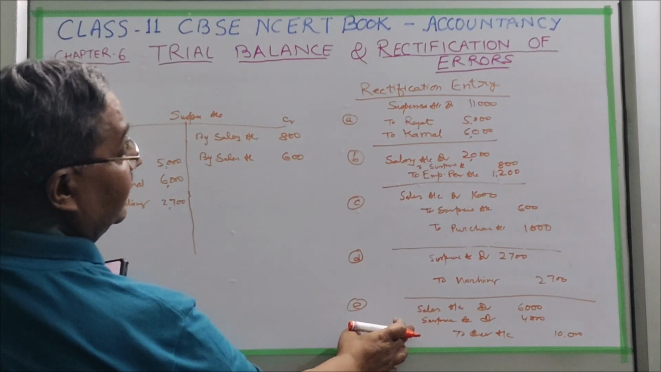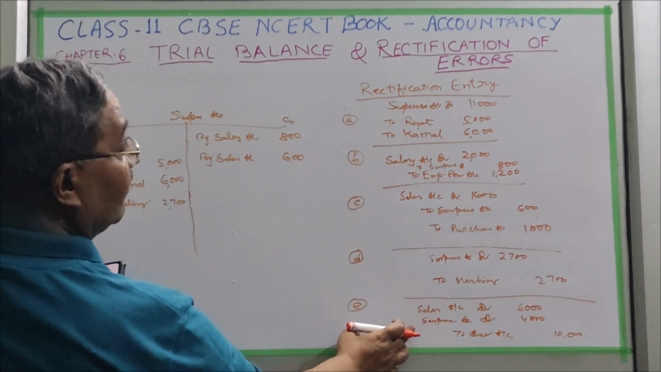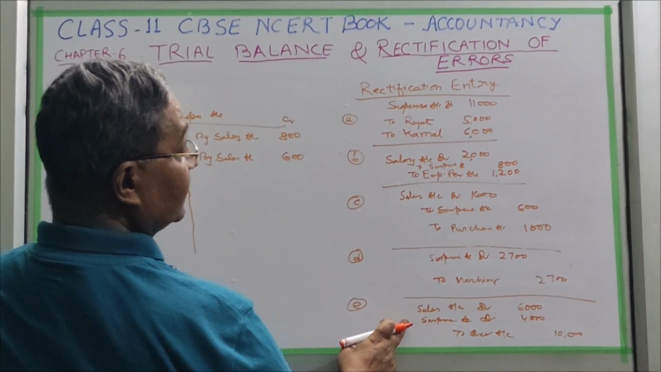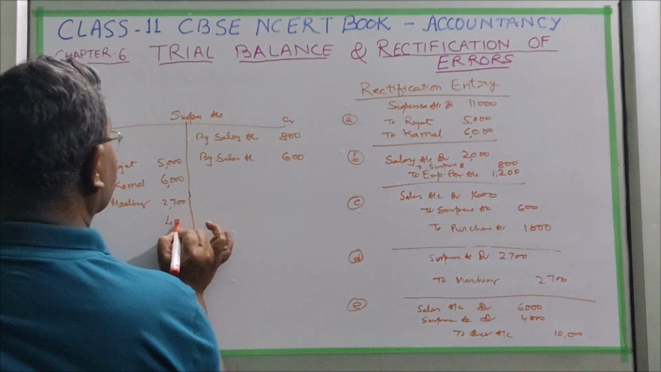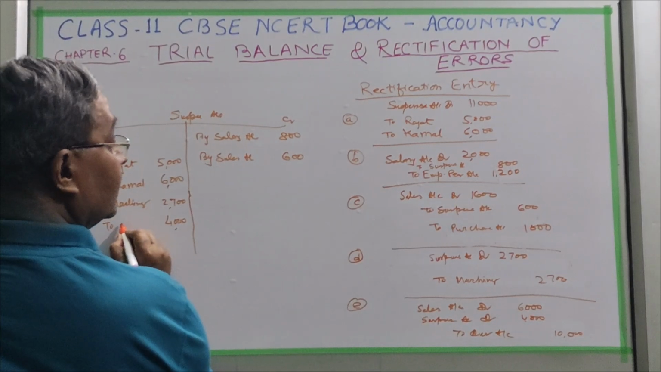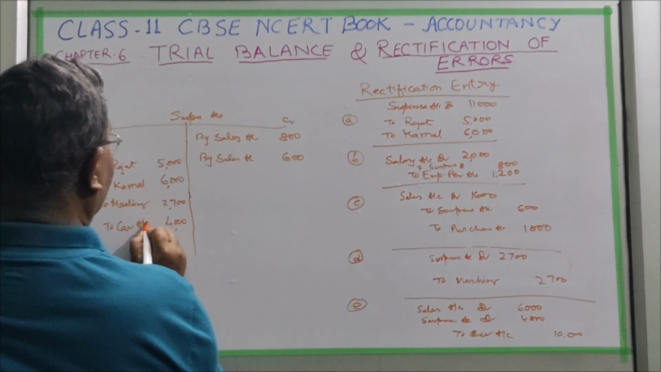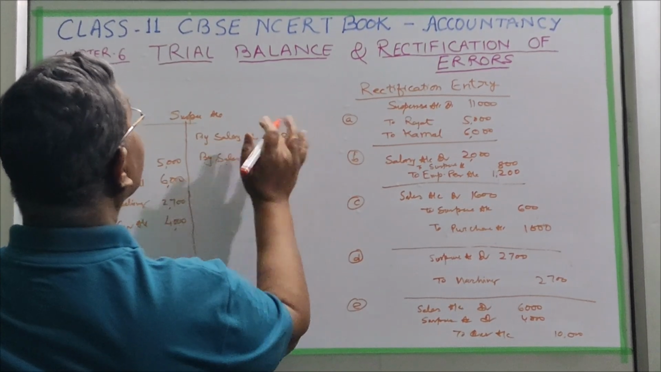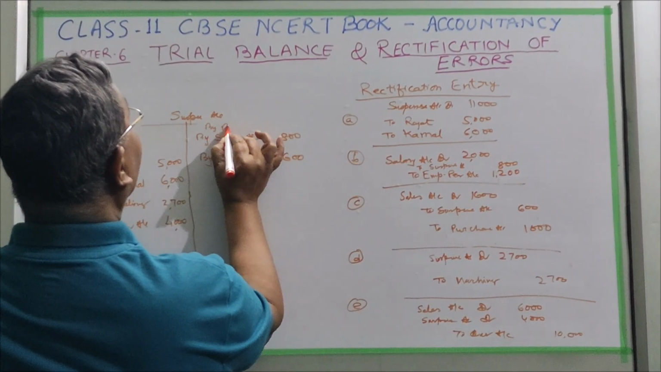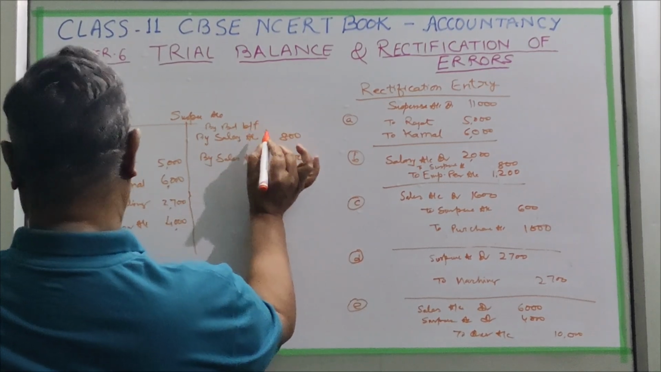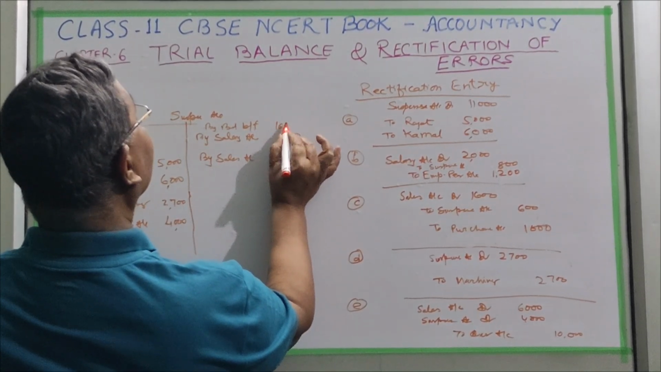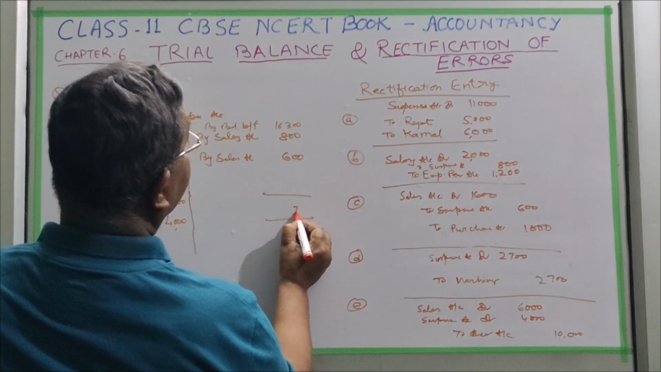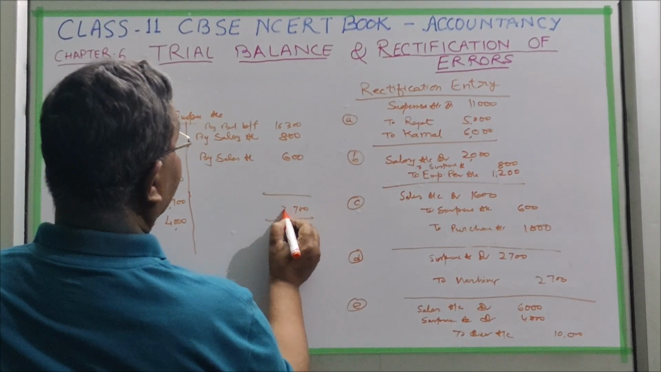Suspense account credit debit. Suspense account is debit side. Suspense account is debit 4,000 to car account 4,000, and old balance by balance brought forward was 16,300.